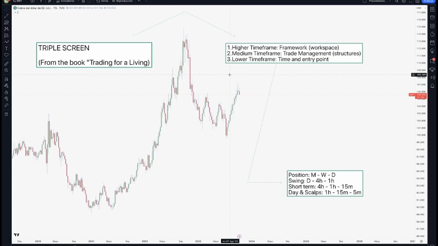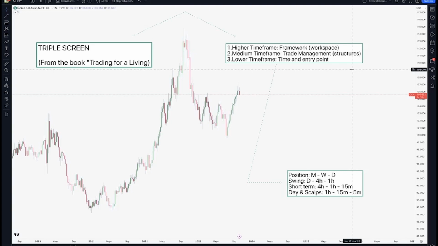We will have three different time frames. A higher one, which is our framework or our workspace. In the medium time frame, we have the trade management. Over there, we will check the structures, whether liquidity was taken or something like that. And on the third time frame, the lower one, we have the timing and our entry points.